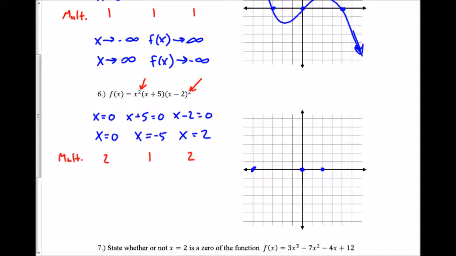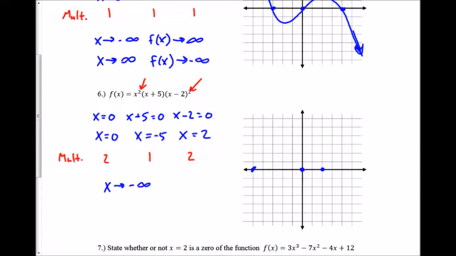And so what happens here is I know I'm going to pass through at -5 and I'm going to touch at the other values, which means either the graph goes like this, or the graph does something more like this. But either way, I'm touching at those 2 values and passing through at the other value. I need to determine end behavior one more time in order to figure out which of these it's going to be. So I look as x goes to negative infinity.